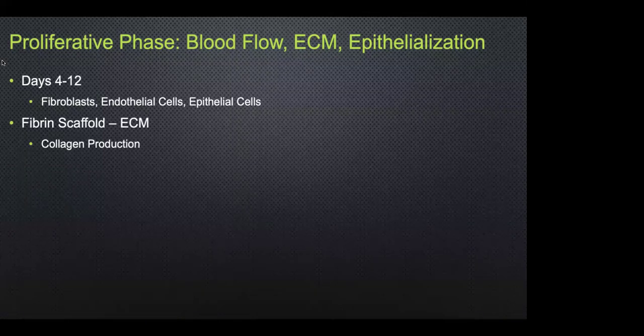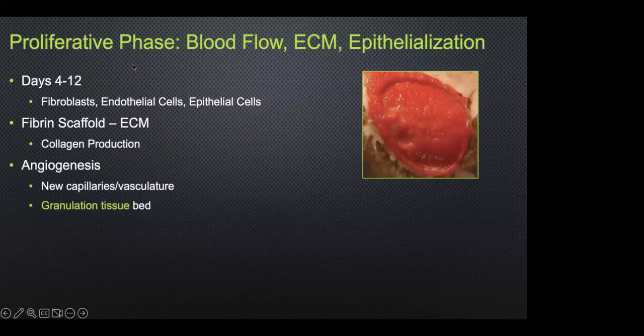They're not really laid out in parallel lines. They're all over the place, and it's an immature collagen bed that eventually will mature later on. You also see angiogenesis, where you see lots of new capillaries and vessels forming. This phase is important because it's when we see our granulation tissue bed.